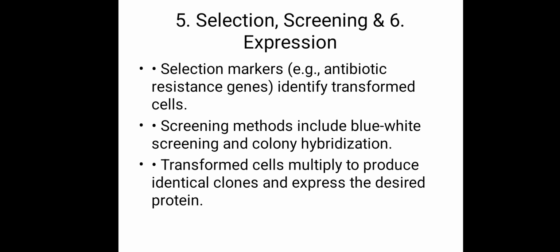Selection, screening and expression. Selection markers will be antibiotic resistance genes, by which transformed cells are identified. The recombinant DNA is introduced into a host cell, usually E. coli, which is preferred. In selection and screening, the transformed cells are selected using markers like antibiotic resistance or color change. And in expression, the cloned gene is expressed and its product or presence is verified using molecular techniques.